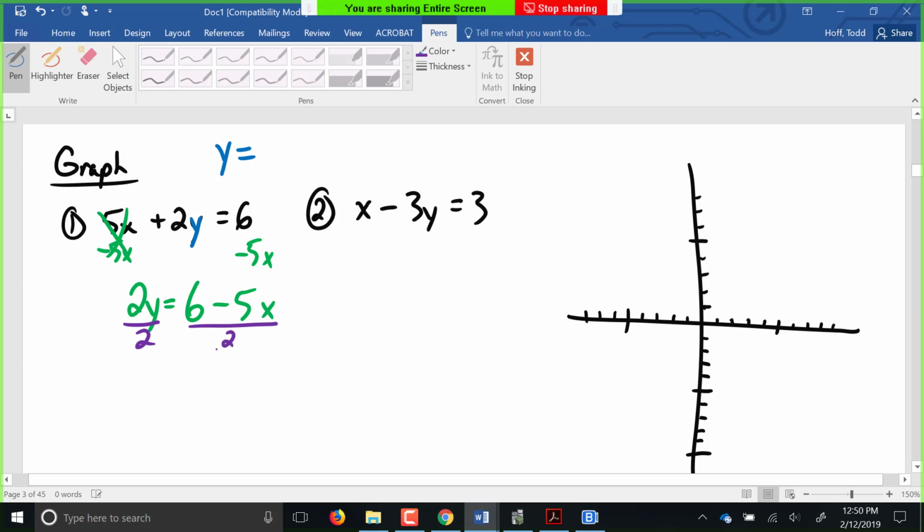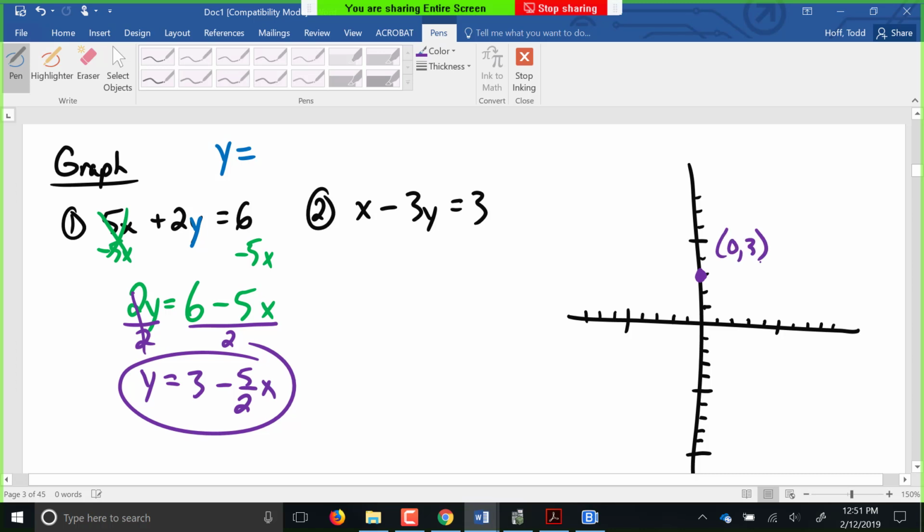Divide by 2. When we multiply or divide, we have to do it to every term on both sides. So 2y divided by 2, the 2's divide out, giving us y. What does it give us on the right side? 3. Perfect. 3 minus 5 over 2 times x, or 5 halves x. So to graph that, where do we start? There we go. Our y-intercept's at 3, so (0, 3). Down 5 over 2. Perfect. There's our second point. There is our line.